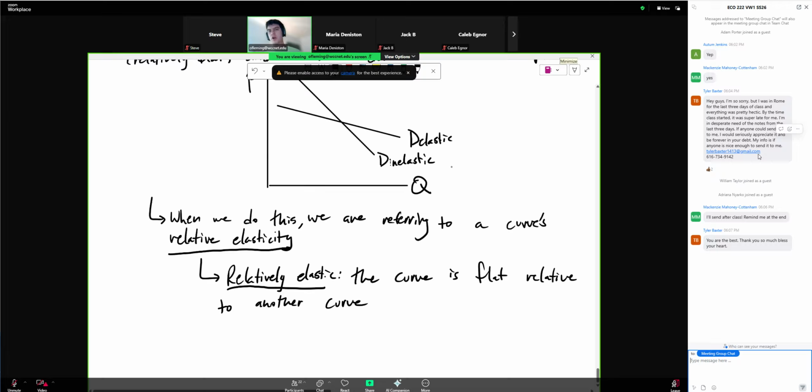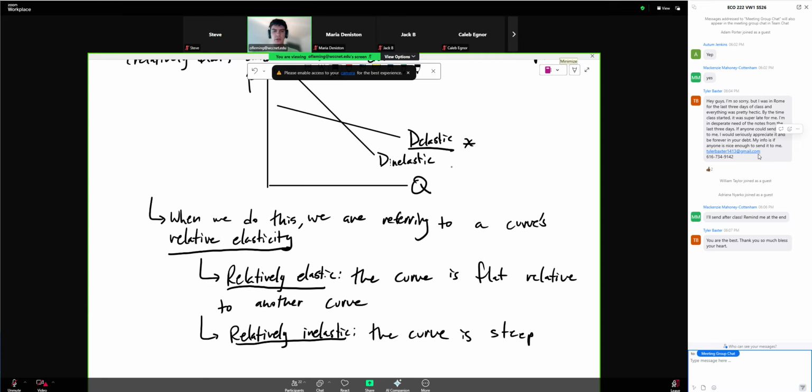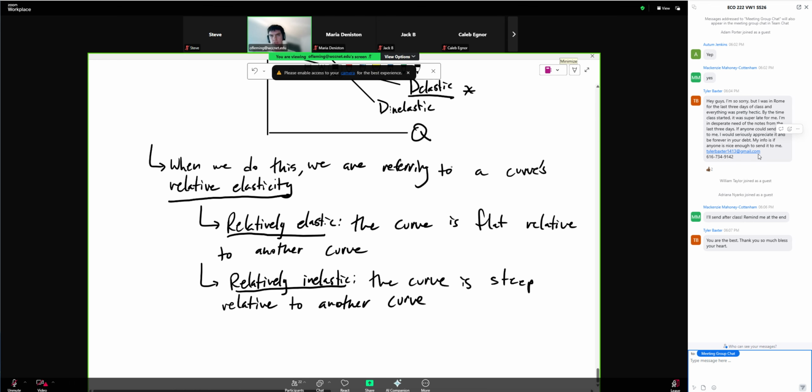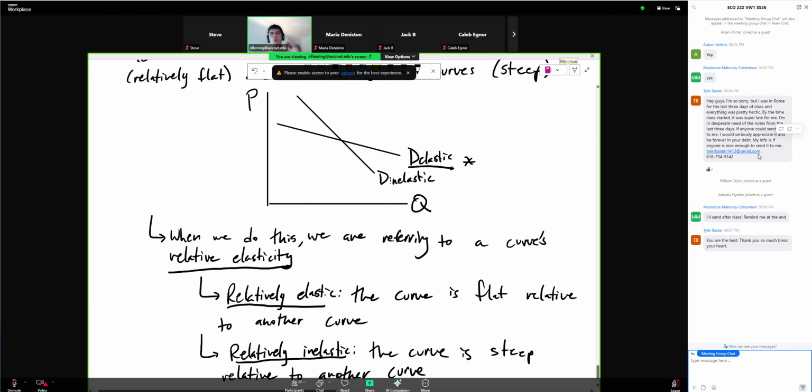Up here, for example, you can see that this curve here is relatively elastic. When we say relatively elastic, that only makes sense if we have a curve to compare it to. You see what I mean? When a curve is relatively elastic like this one, we know that there's an elastic, unit elastic, and inelastic portion on that curve. But by saying it's relatively elastic, we're saying that at every point on that curve, it's more elastic than some other curve. Similarly, when we say a curve is relatively inelastic, we are saying that the curve is steep relative to another curve. So these words, relatively elastic or relatively inelastic, are comparison terms. We use them when there are multiple curves and we're trying to figure out which is more elastic than another.